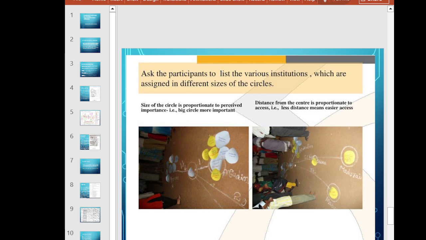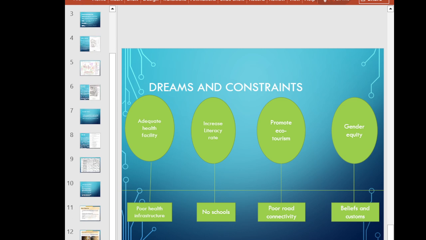This is an example of what the students are doing, where we have asked the participants to list the various institutions, and they are assigned different sizes of circle. Then we have this tool, dreams and constraints, according to their demand, which they feel is of utmost importance, then the second utmost importance, and so on.